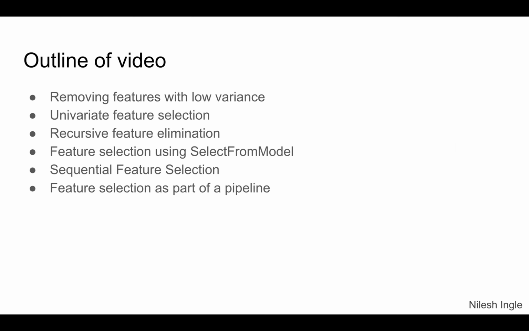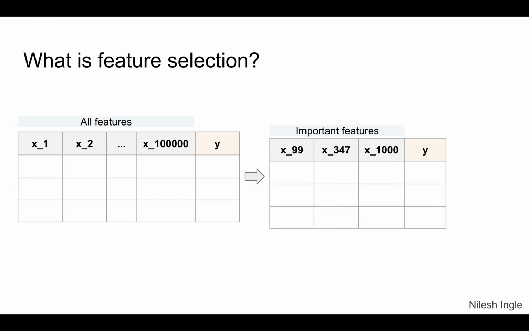And these are the topics we are going to cover, which are different ways we can select important features from a data set to train a model. So first of all, let's look at what is feature selection.